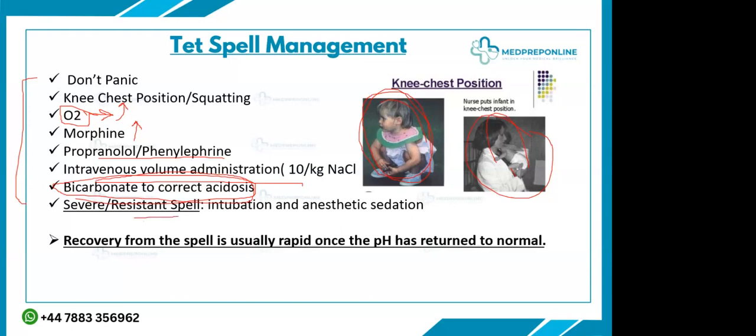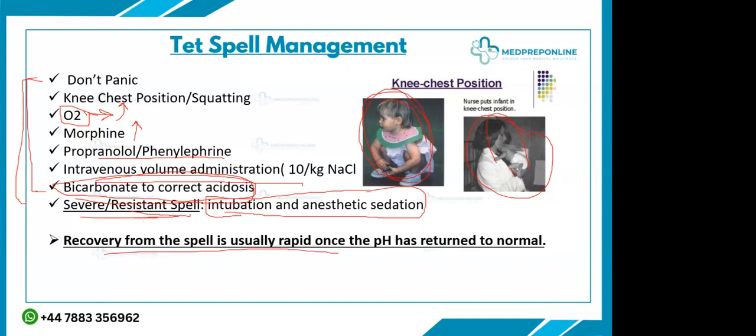Severe, and if by doing all these things the TET spell is not relieved and it remains in the severe resistant form, then we have to intubate. We have to give propofol and intubate the patient and put him on the ventilator.